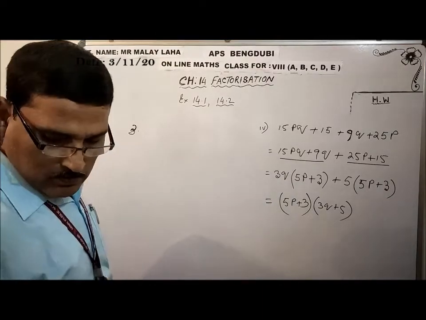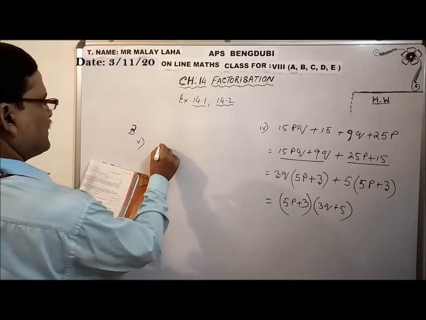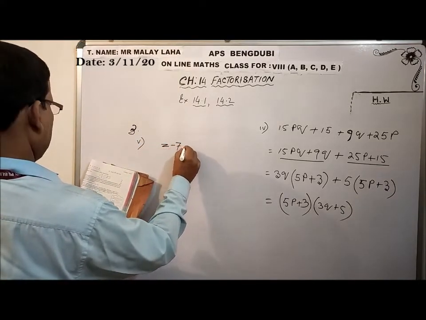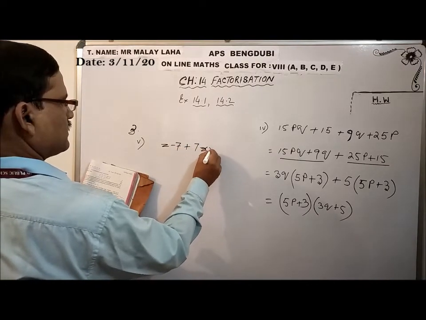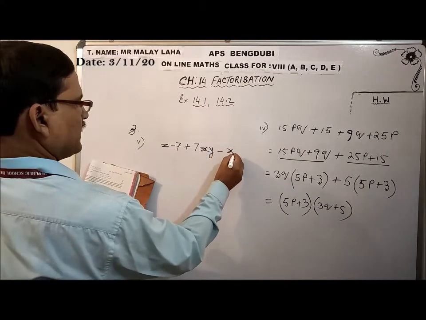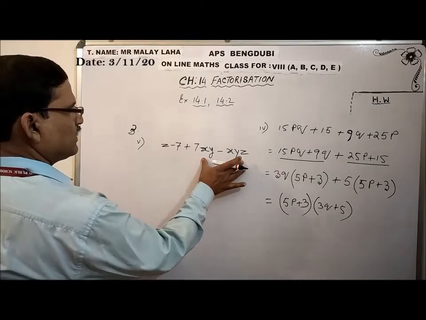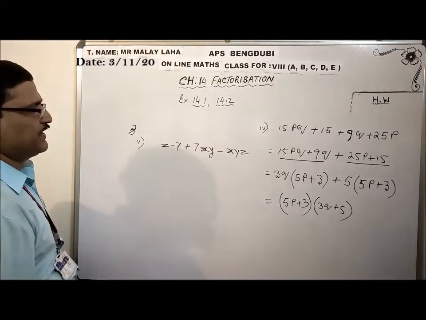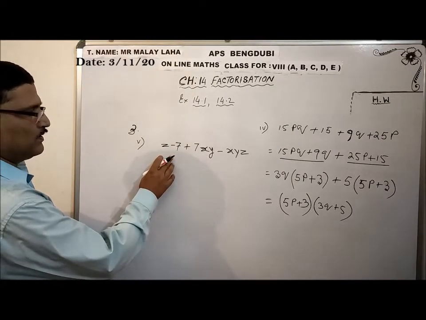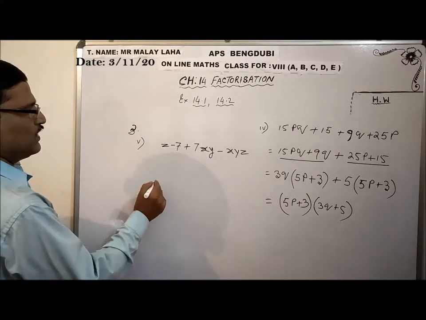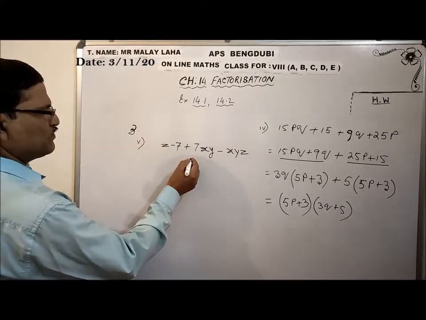Now, the last one is z minus 7 plus 7xy minus xyz. What will I do? So this is a group and this is a group. What will I take common from this? If I don't change, then what is the problem? Okay, so you can find out. If I do not change, nothing will be common. So better is that you change it.